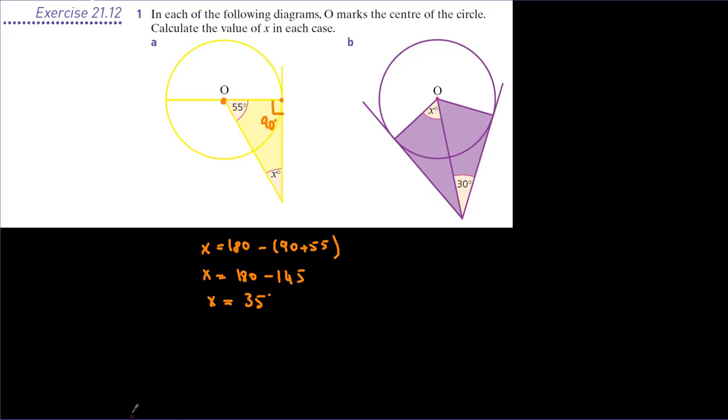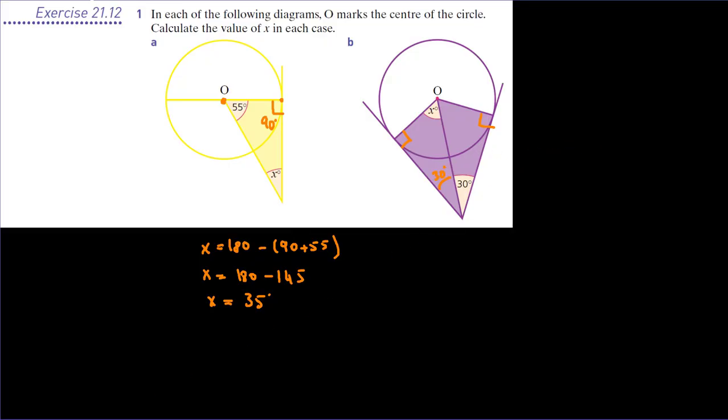Okay, what about the next one here? The next one, we know that these two triangles are congruent to each other. So if this angle is 90 degrees, this angle is also 90 degrees. If this angle is 30, this is also 30, it has to be. Firstly, we need to know that one.